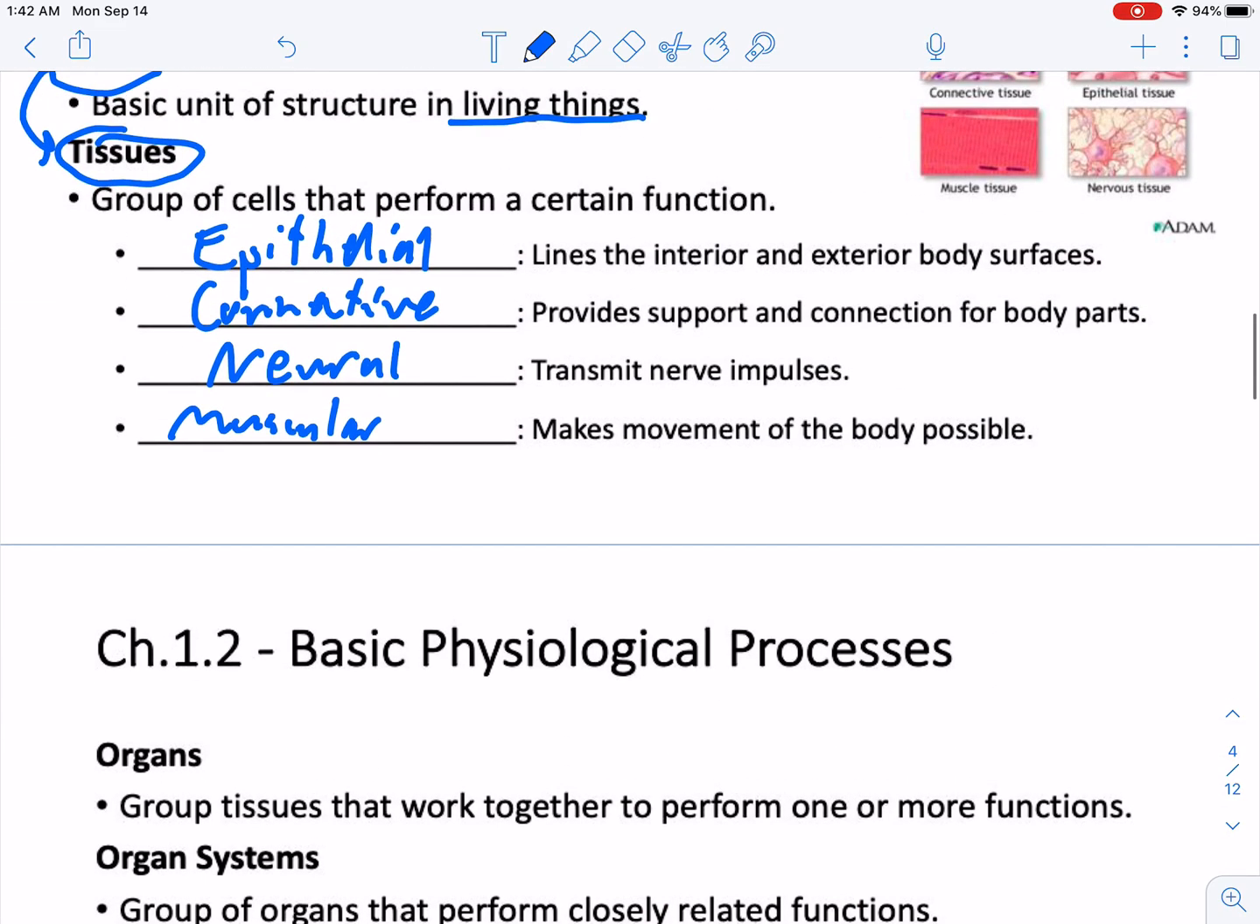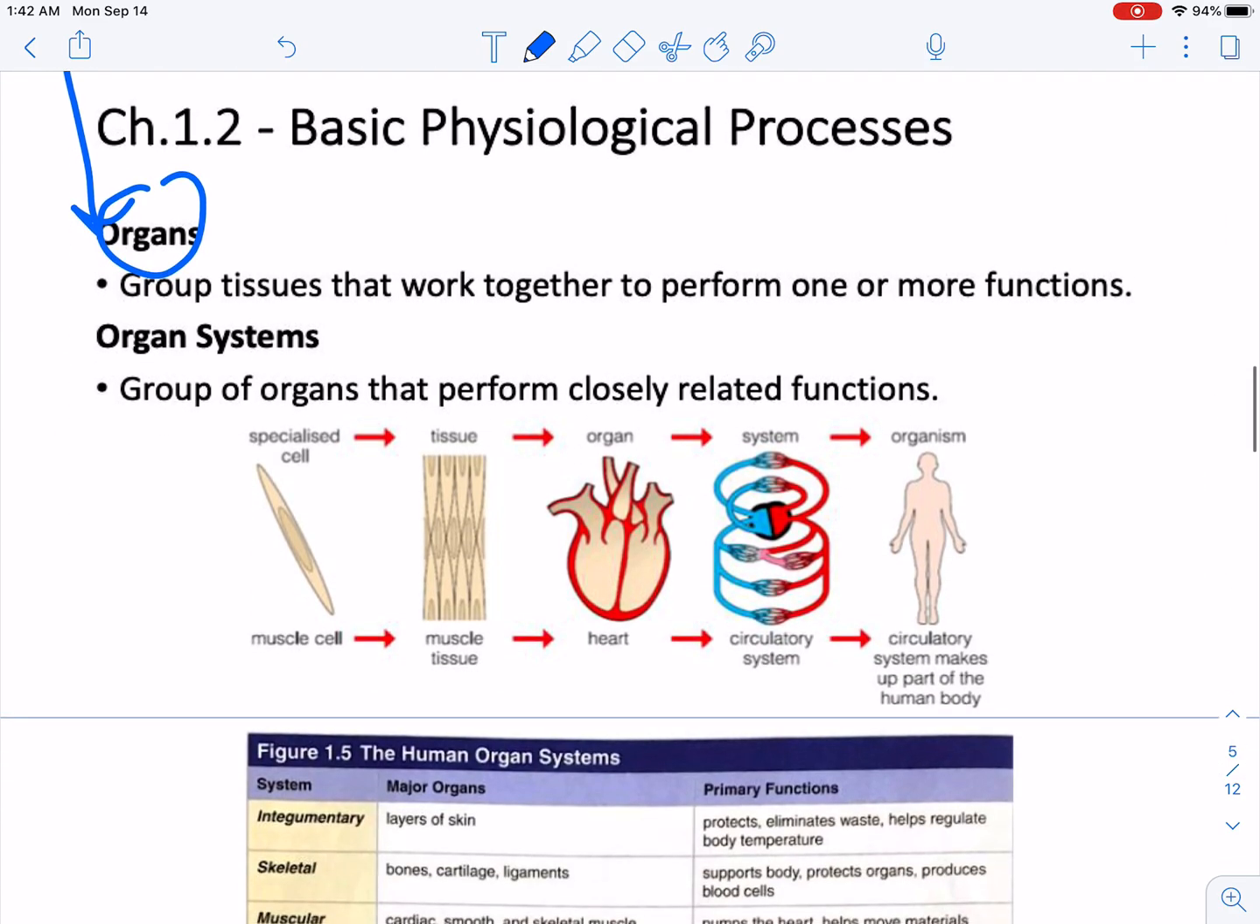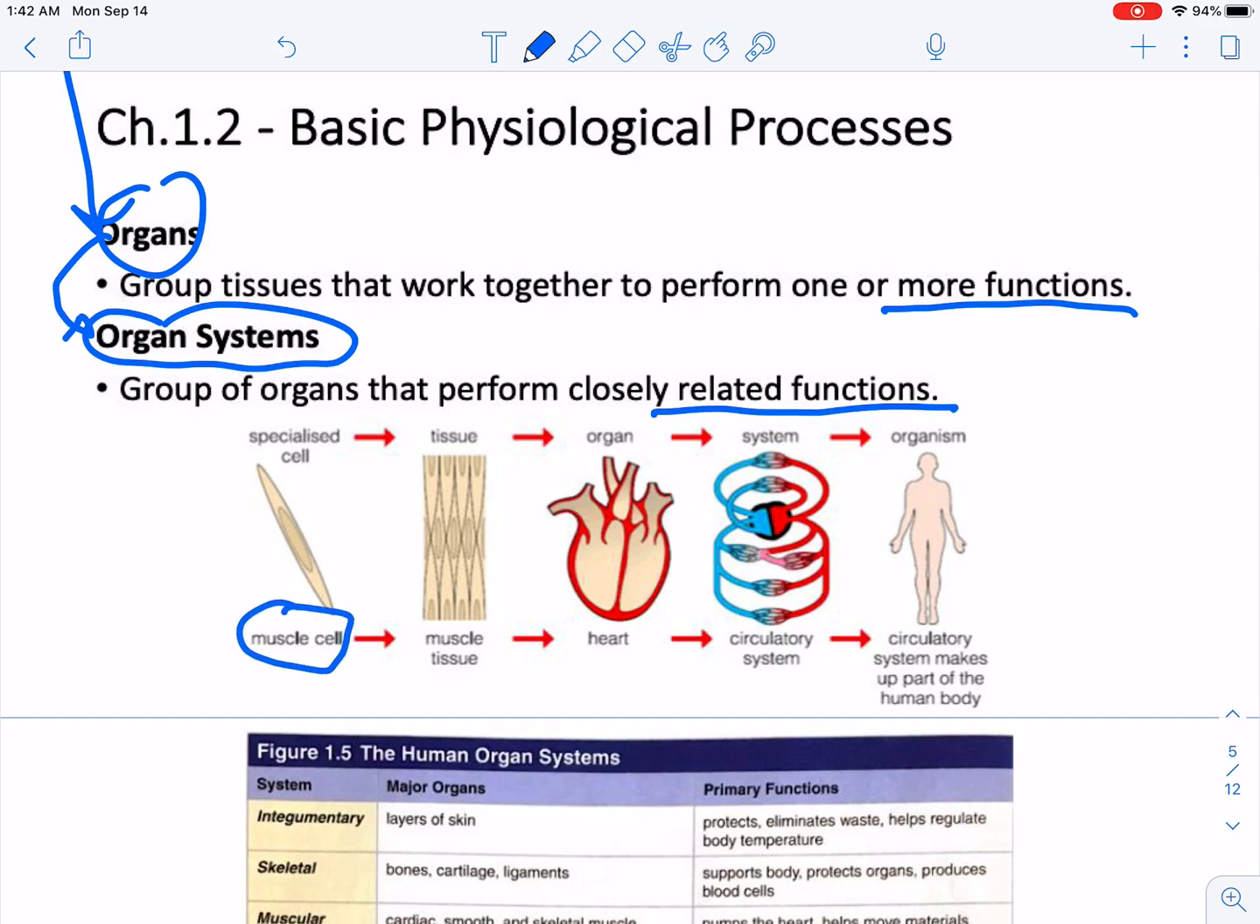So a collection of tissues creates an organ. We often describe organs as having one key function, but in reality, they actually have a couple more different things that they do. And then organs work together in an organ system and have a bunch of related functions. You can see that in this diagram here. For example, you've got a muscle cell, a collection of muscle cells is muscle tissue. If this is cardiac tissue, that would make up the heart, which is part of the circulatory system, which then provides the rest of the blood to the organism.